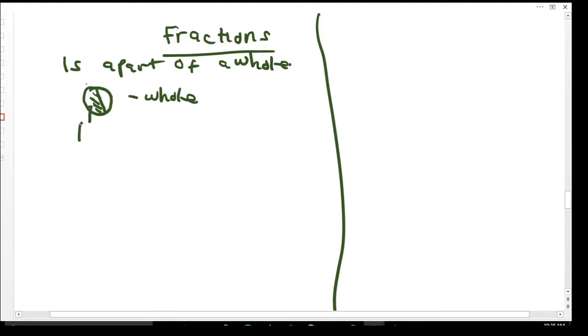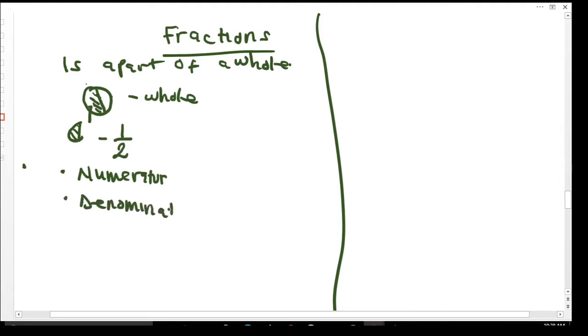Therefore this shaded part, I can represent it like this. Then this one becomes 1. It's just one part out of a whole which was divided into 2. Then a fraction has two parts, as you can see. One, it has the upper number, which we call the numerator. Then it has the lower number, which is the denominator.